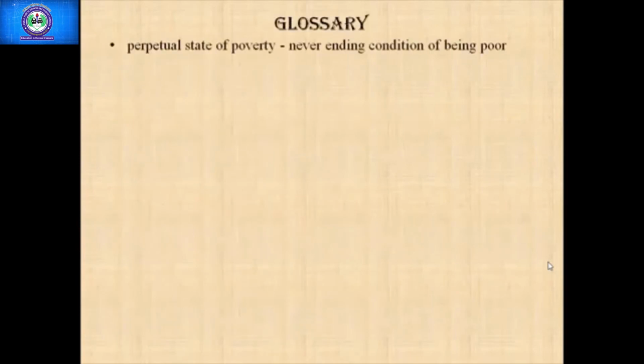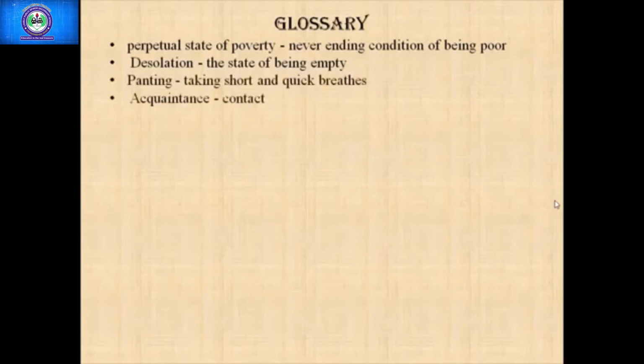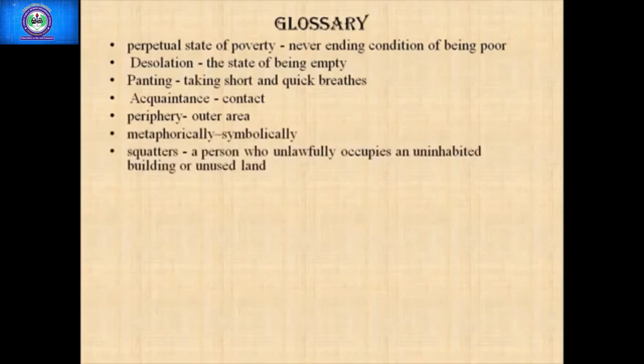Perpetual state of poverty, never-ending condition of being poor. These people do not want to come out of their pathetic state. Desolation, the state of being empty. Panting, taking short and quick breaths. Acquaintance, contact, knowing. Periphery, outer area. Metaphorically, symbolically. Squatters, a person who unlawfully occupies an uninhabited building or unused land. Like these are the squatters. Saheb-e-Alam and people like Saheb-e-Alam are the squatters from Bangladesh who have come here as migrants.